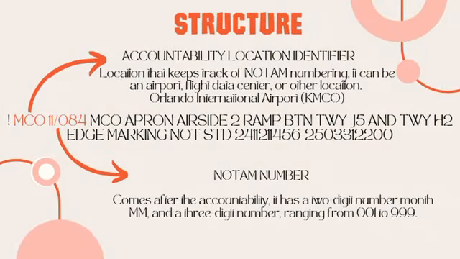Now let's dive into the structure of NOTAMs. At first, we have an exclamation point followed by the accountability location identifier, that is the location that keeps track of NOTAM numbering, and it can be an airport, flight data center, or other location. In this case, we are talking about the Orlando International Airport. After that comes the NOTAM number that has a 2-digit number for the month, in this case 11, that is November, and a 3-digit number ranging from 001 to 999.